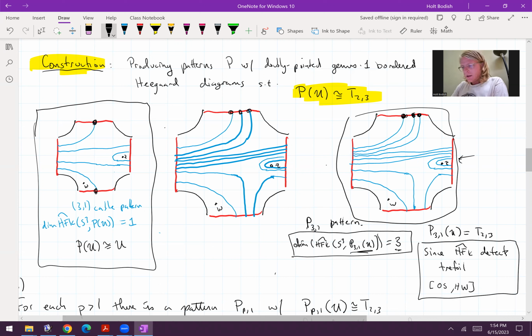Okay. It's also easy to see that this generalizes, and so I have a pattern of this type derived from the (p,1) cabling pattern for every p bigger than 1. And if I apply that pattern to the unknot, I'll get the trefoil knot, because in this construction, I've only introduced 2 extra intersection points with the longitude, which will just give me 2 extra generators in the knot Floer complex of that pattern associated to the unknot.